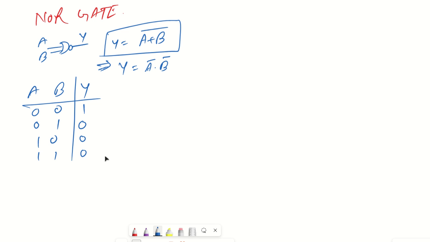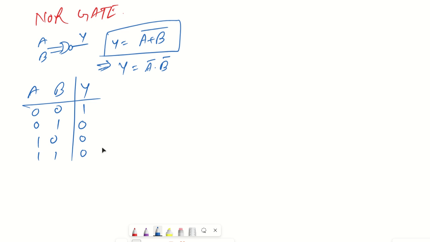Understood? Now if you try to write down the expression for a NOR gate, wherever the min term is there, we can write down the expression. As you can see for the min term expression, wherever 1 is there, the output is a bar b bar. So it is a bar b bar, and by De Morgan's theorem you are going to get y equal to a plus b whole bar.